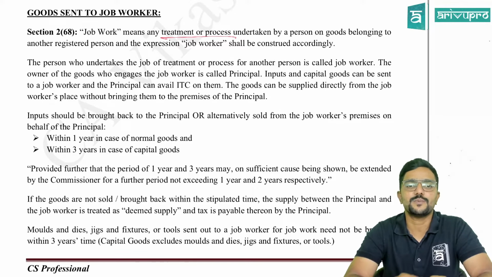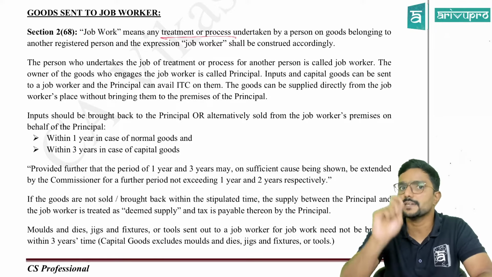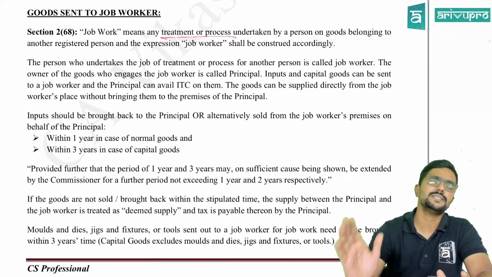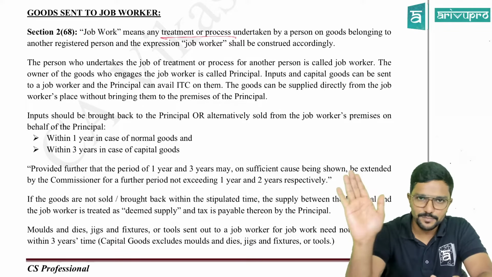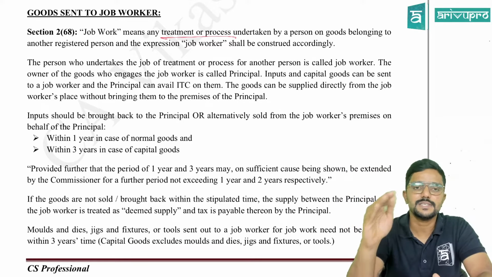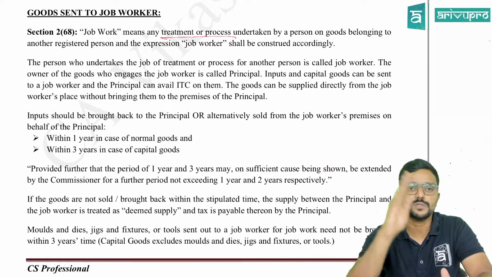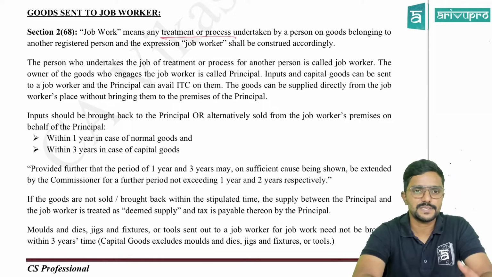So what is the job worker doing? Only a treatment or process. So is it a supply of goods or services? Supply of service. And it's clearly given in Schedule 2. So for that, yes, the job worker will be charging the amount to the principal. Here we are not discussing that. What we are discussing is, from principal to job worker, whatever goods or capital goods have been sent, can the credit be claimed? That is what we are discussing.